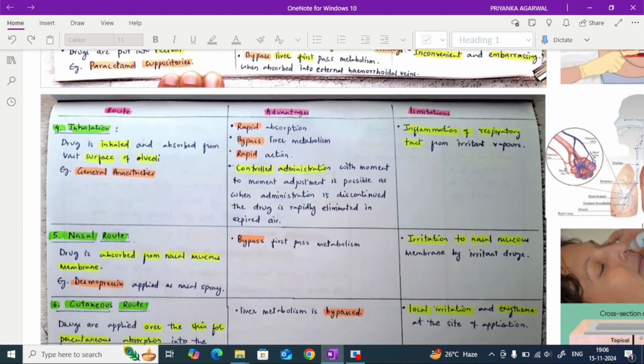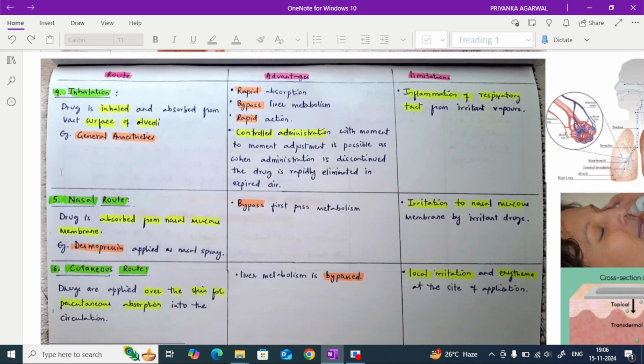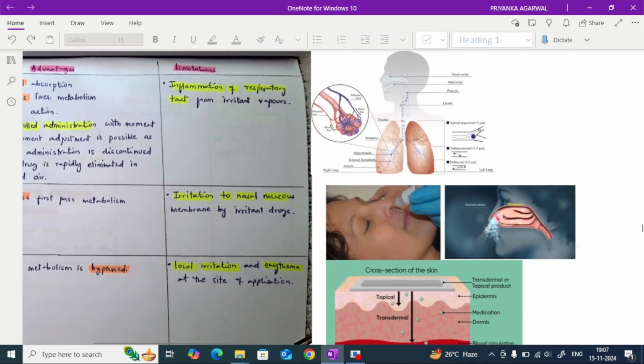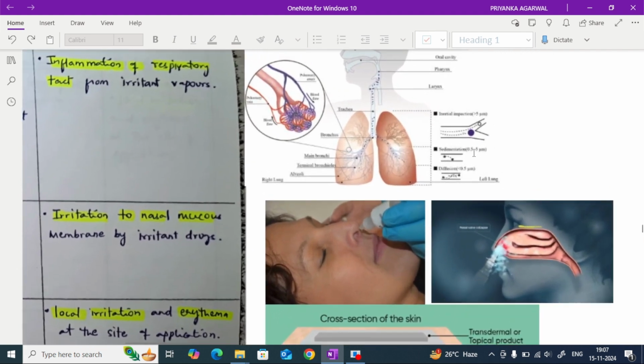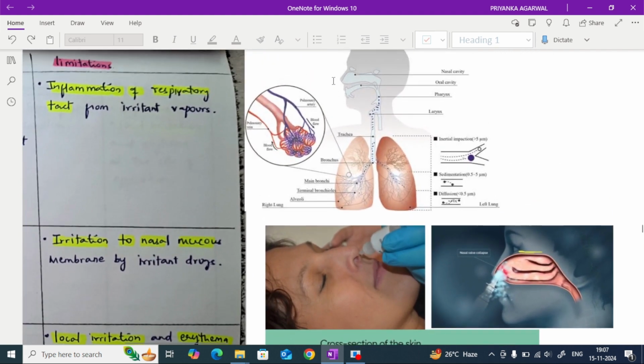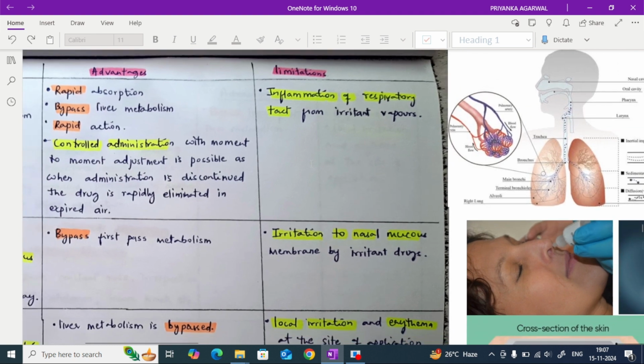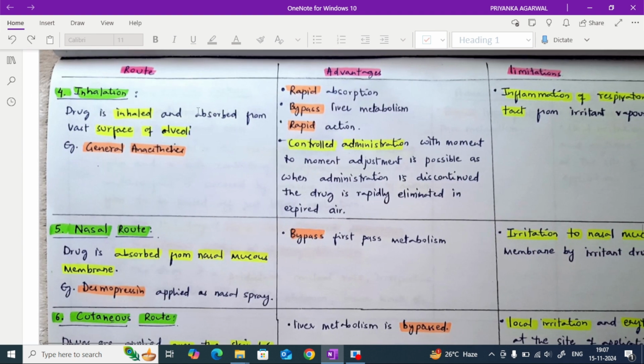Now we are moving to routes related to the respiratory system. So that is inhalation. Inhalation means the drug is inhaled and absorbed from the vast surface of alveoli. As you can see in this image, the drug is inhaled. It can be through the nose or through the oral cavity. It will go to the lungs and it will be absorbed through the alveoli into the blood. So this is the inhalation route.